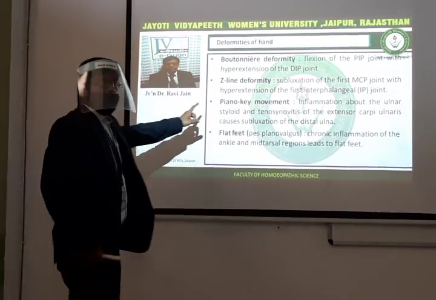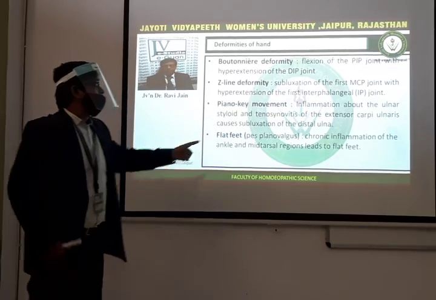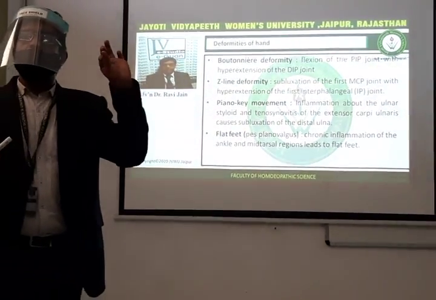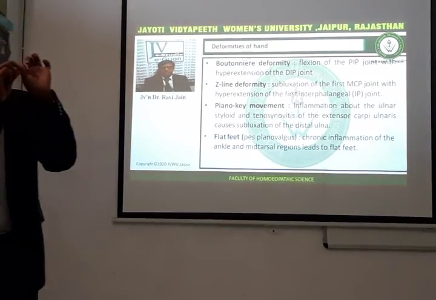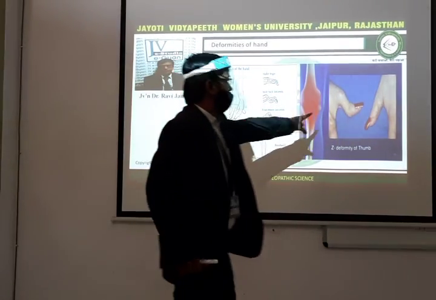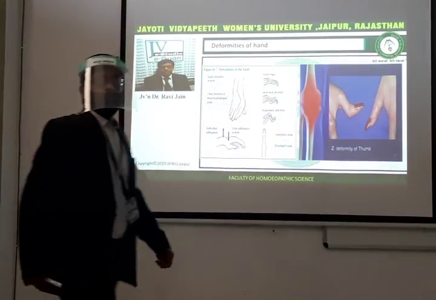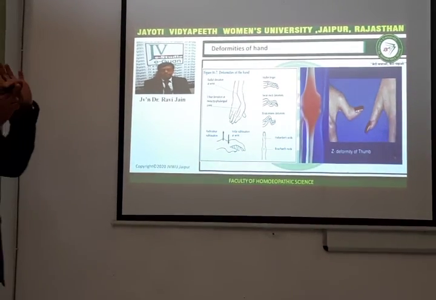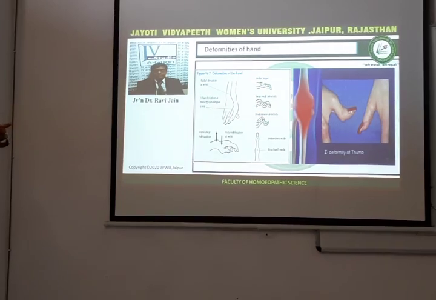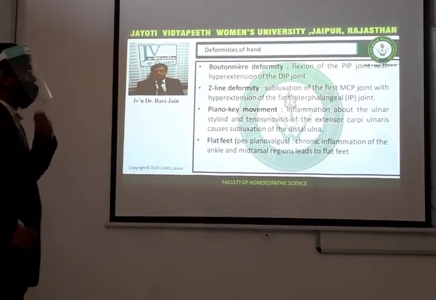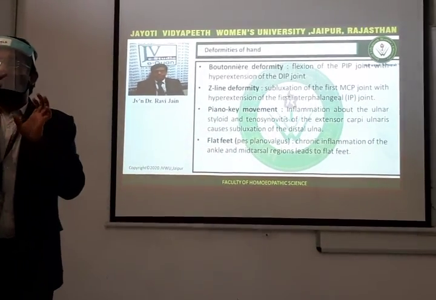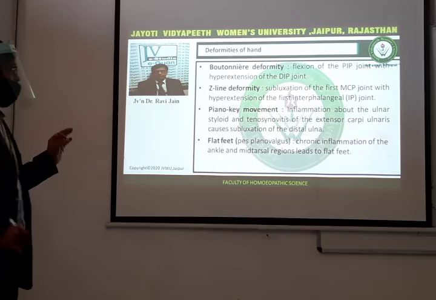There is subluxation of the first metacarpophalangeal joint with hyperextension of the first interphalangeal joint. We don't have two interphalangeal joints in the thumb. There is hyperextension of the first interphalangeal joint. This is the hyperextension. Alright, this is Z deformity. That will give you the shape of a Z. There is subluxation and hyperextension. Subluxation of the first metacarpophalangeal joint with hyperextension of the first interphalangeal joint will give the structure like a Z. Therefore, it is known as a Z deformity.